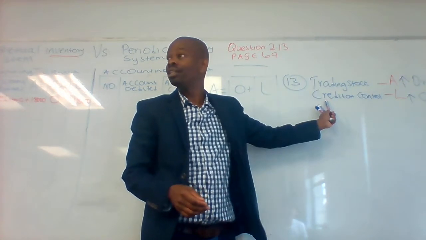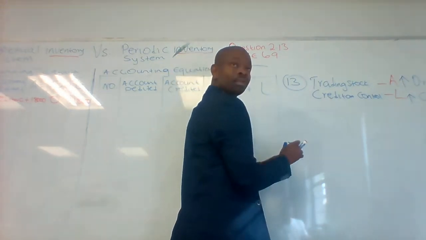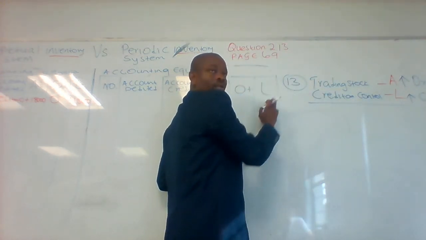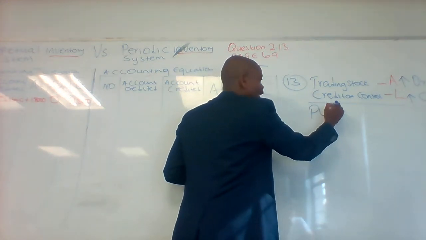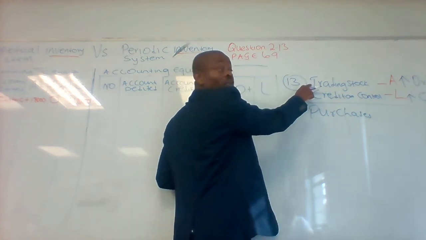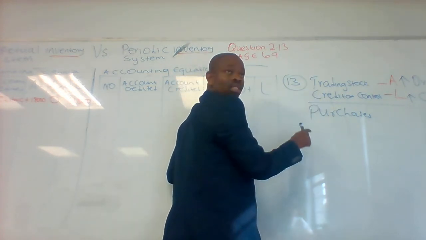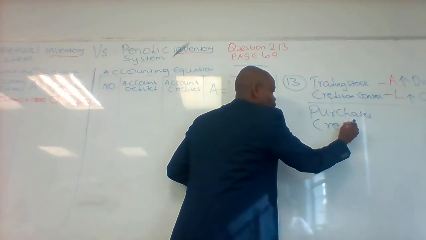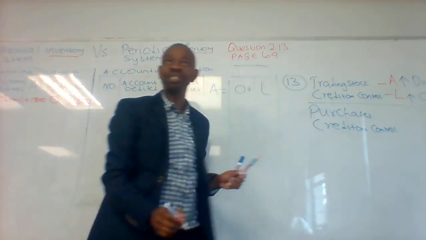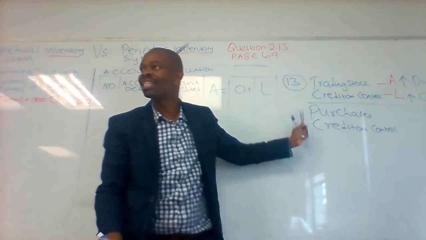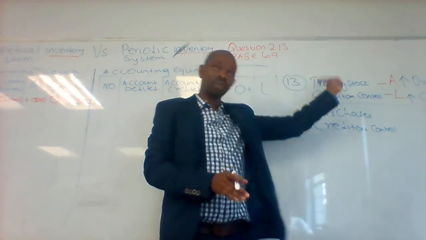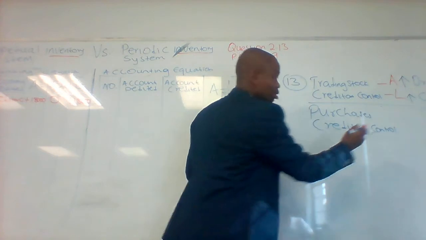This was under perpetual. Let's do periodic. Same, but under periodic, you're going to say purchases. Can you see now? Instead of trading stock, will I change this? No. Only in our dreams. What must we do? We just write purchases. Can you see now? This is important. Because now I'm going to record under periodic. That's why I use purchases instead of trading stock. Let's do what we do first.